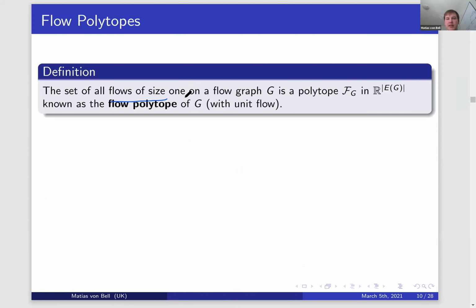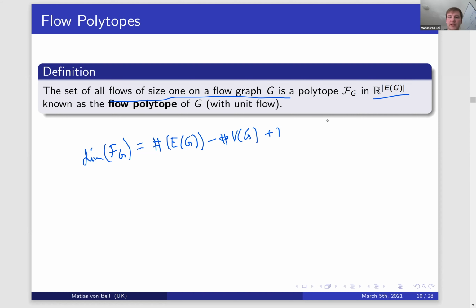So it's the set of all possible flows of size 1 on the graph G. And it's living in dimension R to the m, where m is the number of edges in the graph, and this is known as the flow polytope. But the actual inherent dimension of the polytope itself has an interesting formula. It's dependent entirely on the number of edges and vertices in the graph. So the dimension of the flow polytope is the number of edges in the graph minus the number of vertices in the graph plus 1.